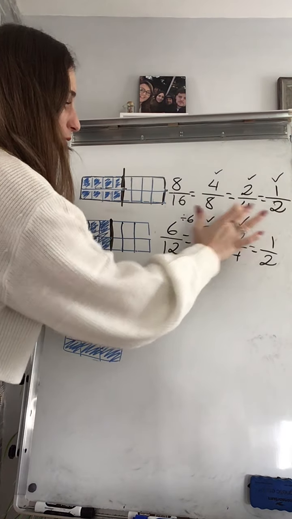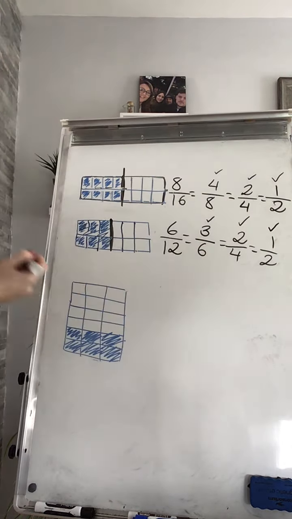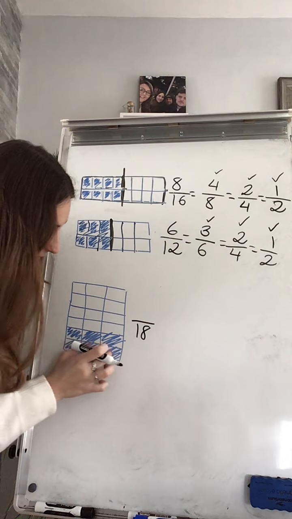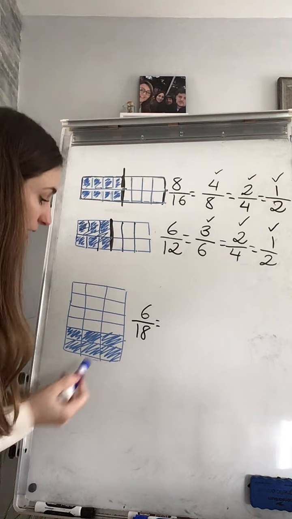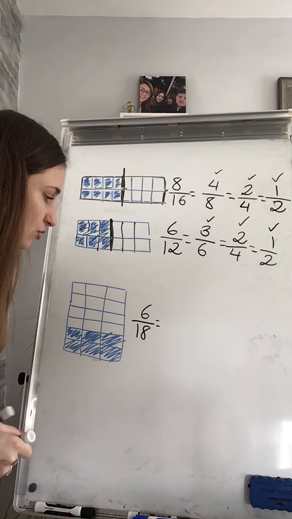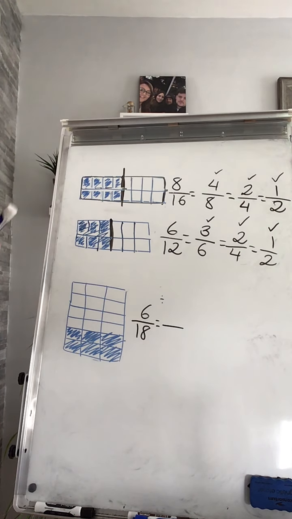Right, let's go to my next one. The first thing that you had to do was just represent the fraction. We have 1, 2, 3, 4, 5, 6, 7, 8, 9, 10, 11, 12, 13, 14, 15, 16, 17 and 18. So you have 18 equal parts, and you've taken 1, 2, 3, 4, 5, 6. You've taken 6 equal parts. Okay, so I have this, and I'm going to try to divide it, to find an equivalent fraction. 6 and 18.